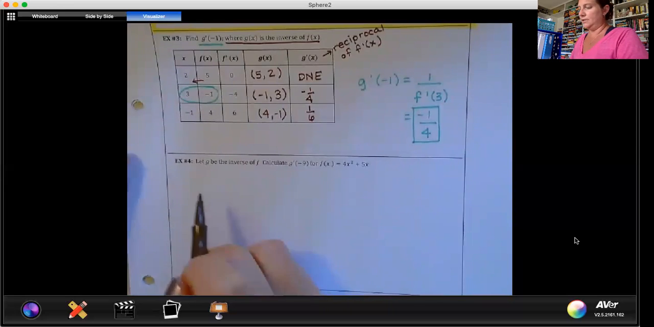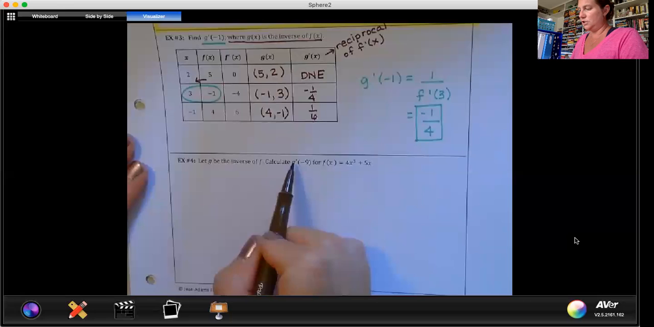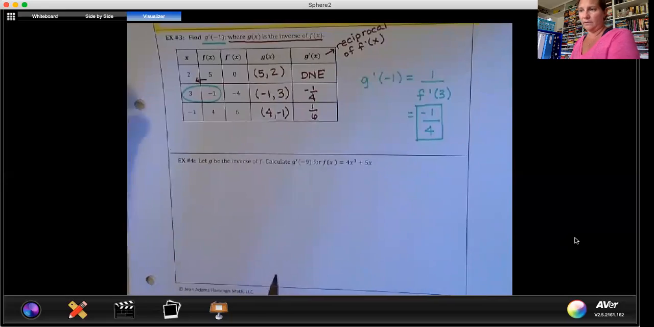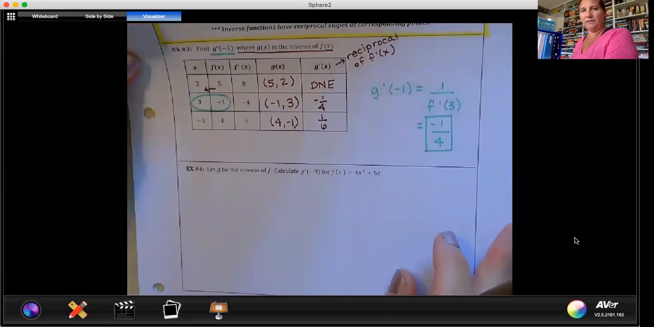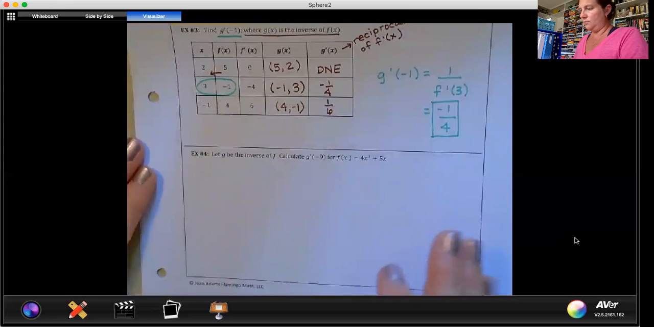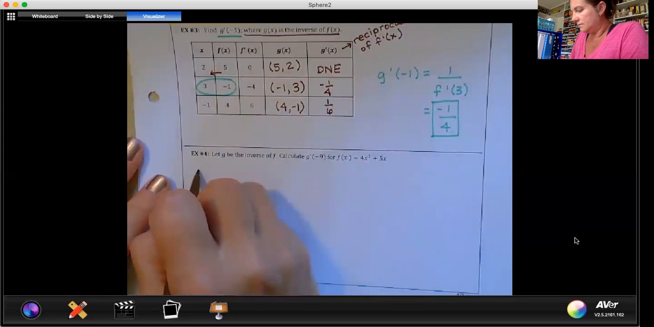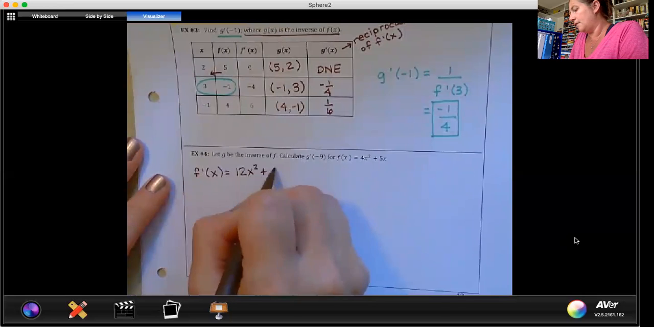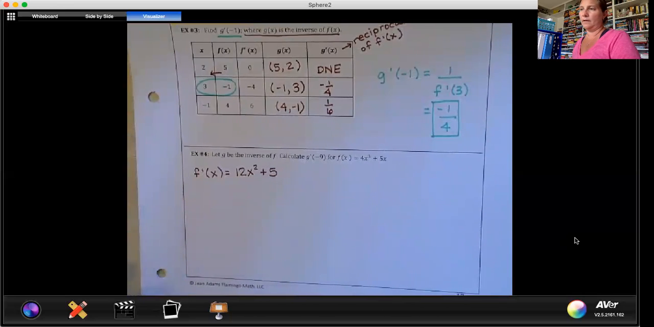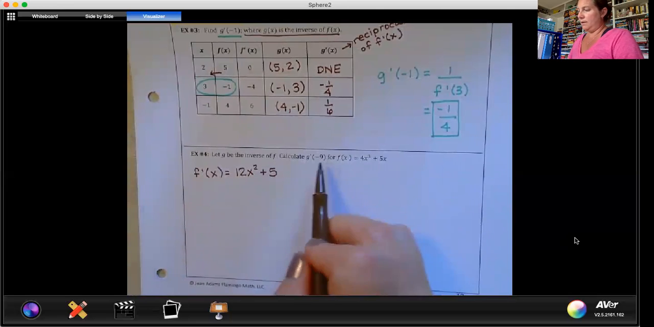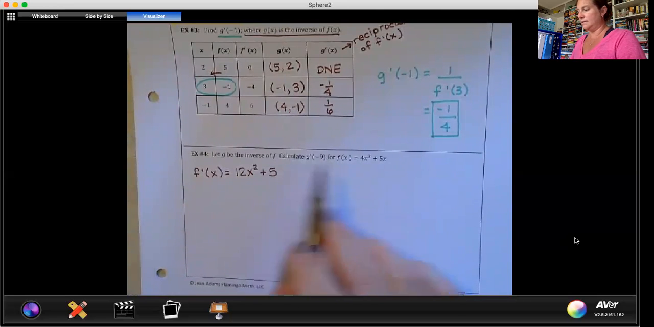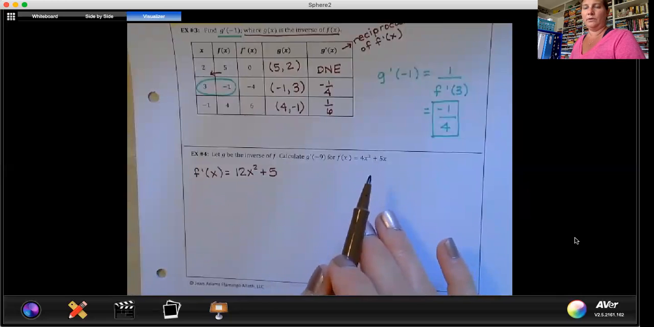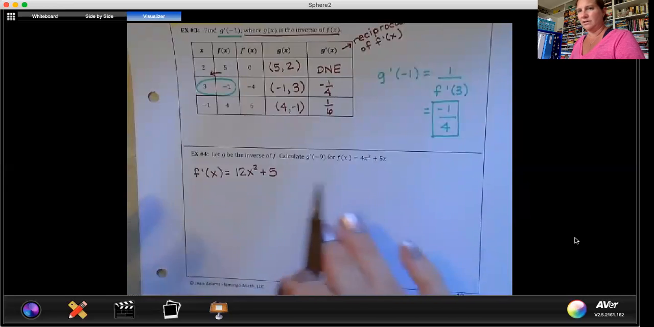All right. Let g be the inverse of f. Calculate g prime of negative 9 for f of x equals 4x cubed plus 5x. And you're going to need a calculator for this one. We're going to follow the steps at the top of the page. Step 1 is find f prime of x. So 12x squared plus 5. We're only given b. If we set this equal to negative 9, we're not going to be able to figure that out because of the cube with no squares, not factorable.